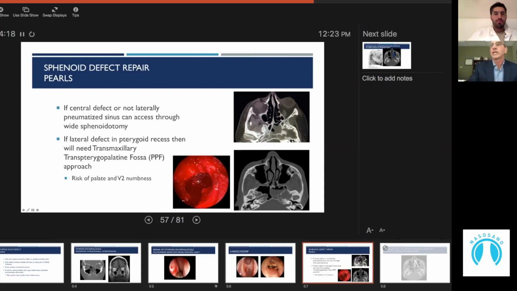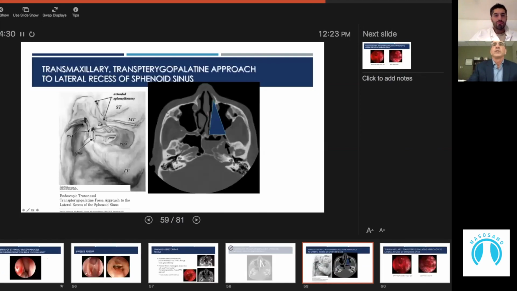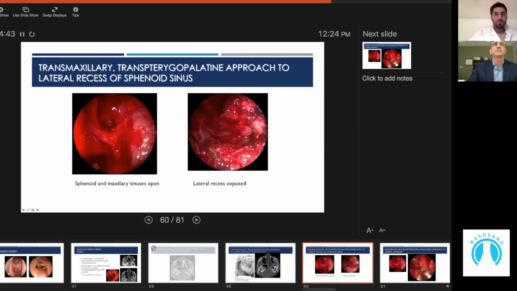We need to do a transmaxillary, transpterygopalatine fossa approach. This puts the Vidian nerve and V2, especially the palatine branch, at risk. So this was described previously by Roy Casiano and Islam Harzala. And this is the window that we're going to approach this lateral defect.